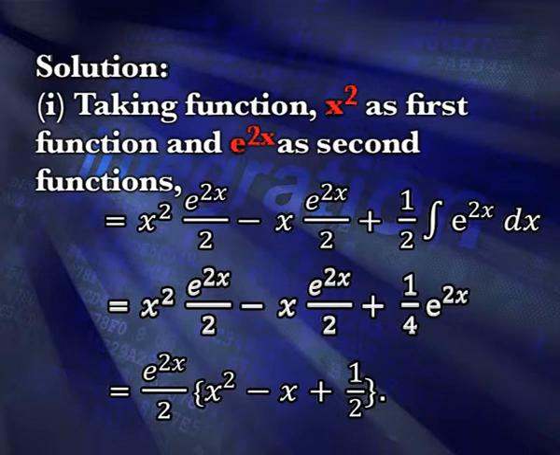This is equal to x to the power 2 times e to the power 2x by 2 minus x times e to the power 2x by 2 plus 1 by 4 times e to the power 2x. That is equal to e to the power 2x by 2, in bracket we have x to the power 2 minus x plus 1 by 2.